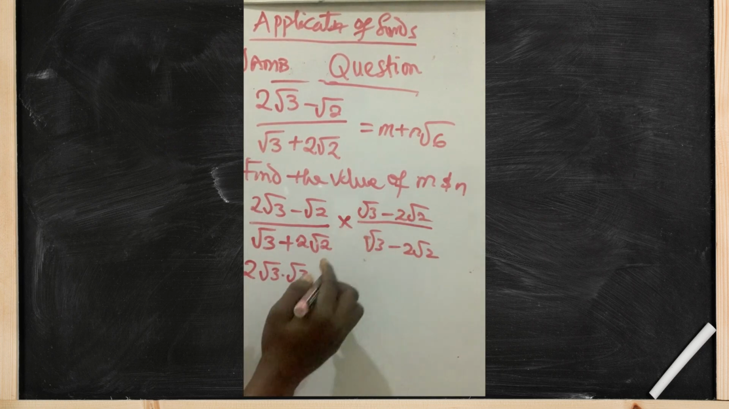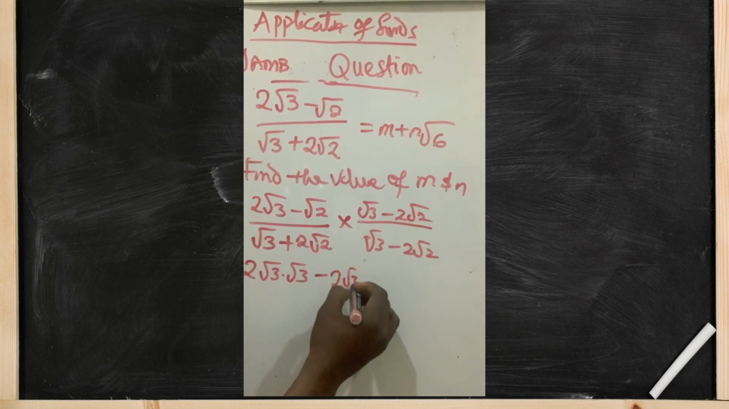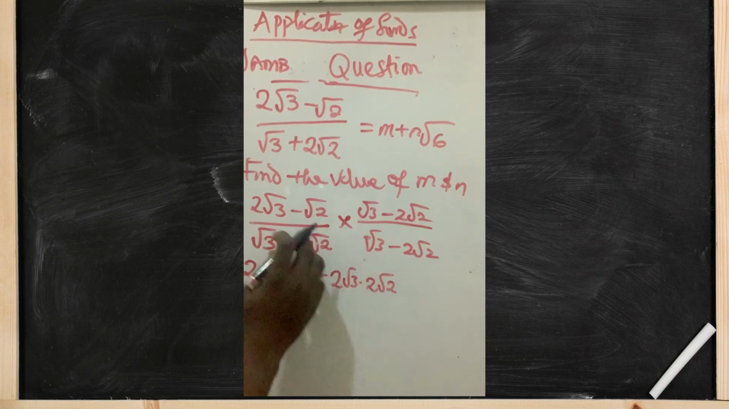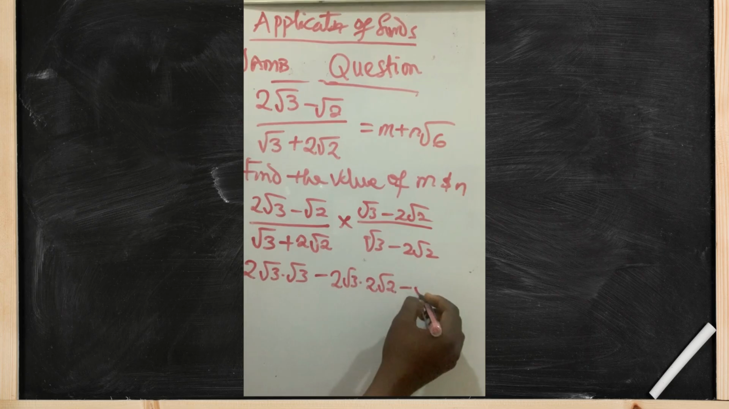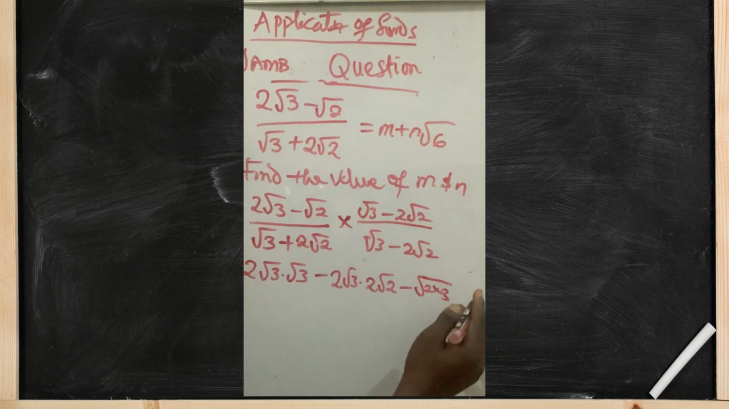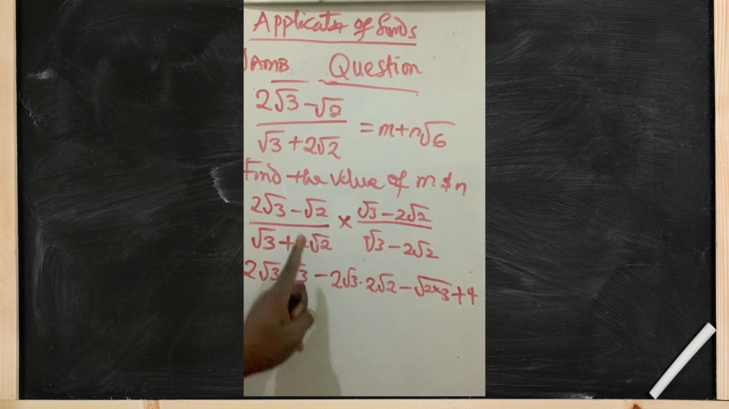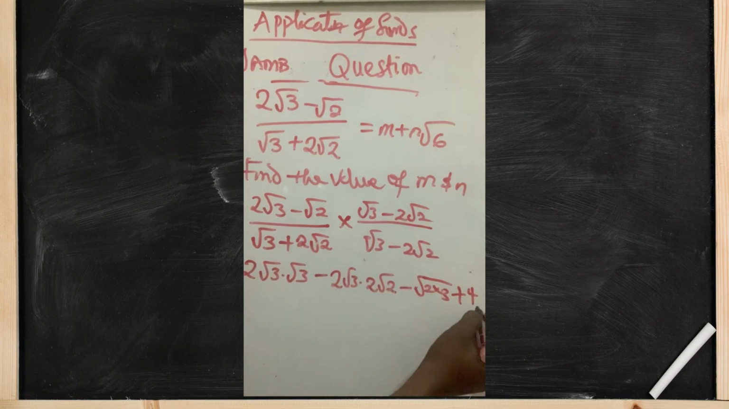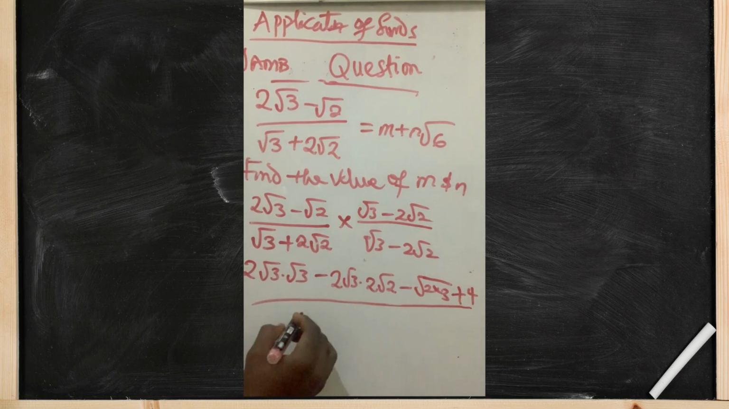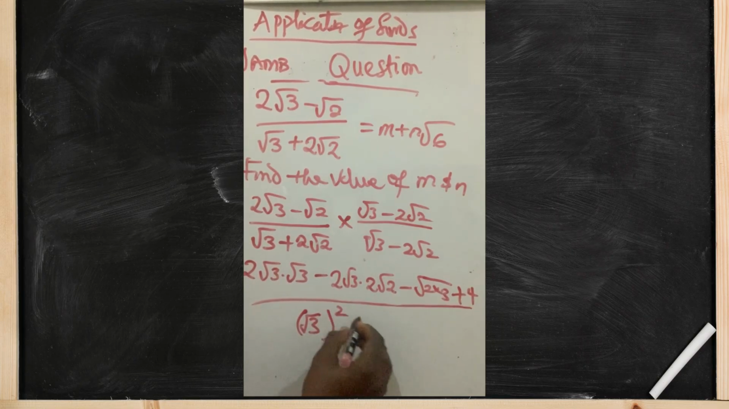Now, this times this will be minus 2 root 3 times 2 root 2. This times this will give you minus root 2 times root 3. Then this times this will also give you plus 4, because root 2 times root 2 will give you 2, then times this 2 will give you 4. Minus times minus will give you plus. By the time you have the denominator, I've established this before, I won't go over it in that manner. It's just for you to use this to arrive at your answer.